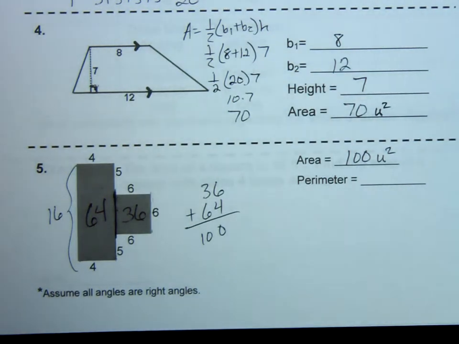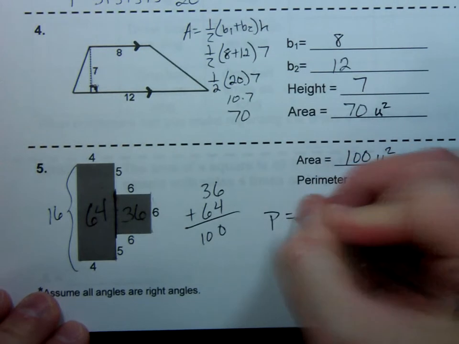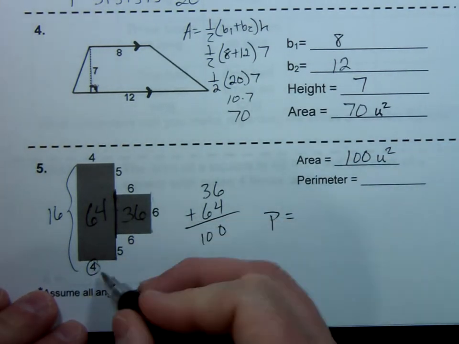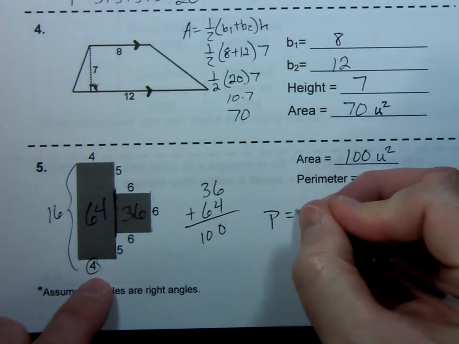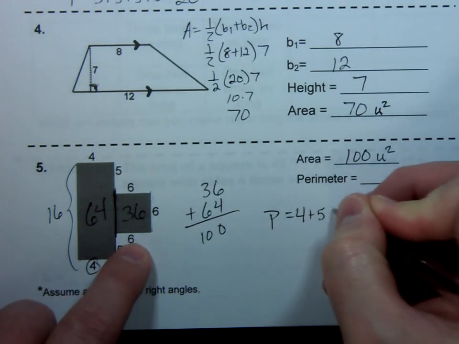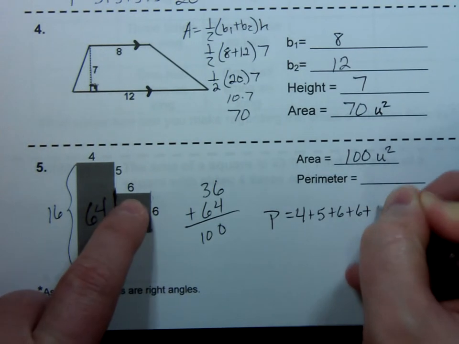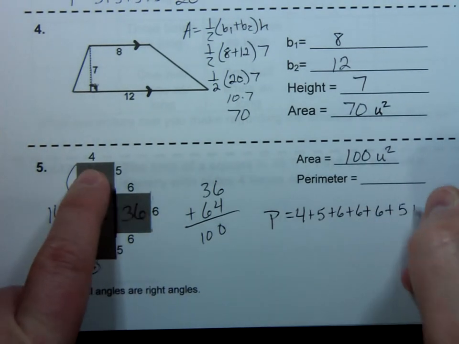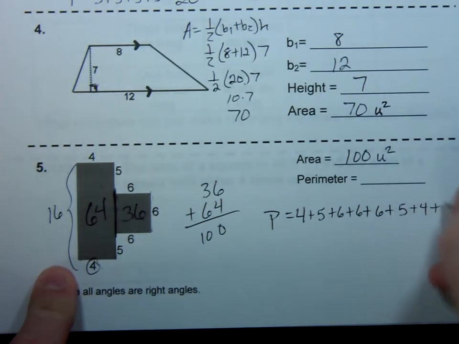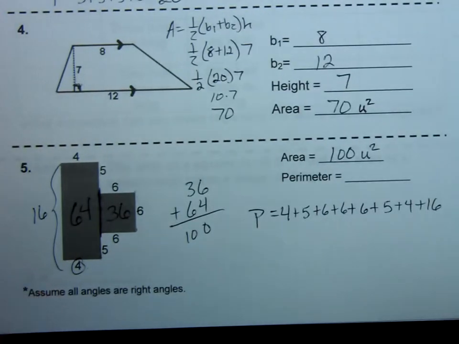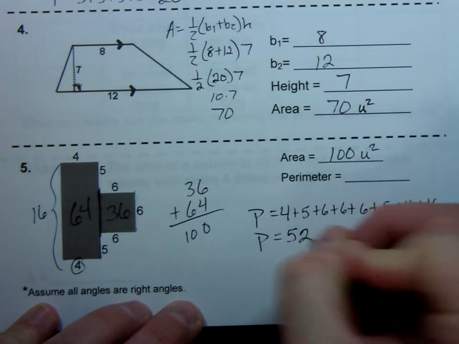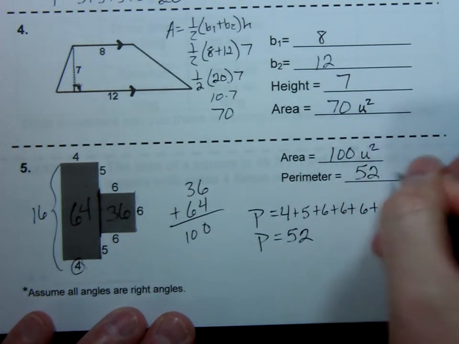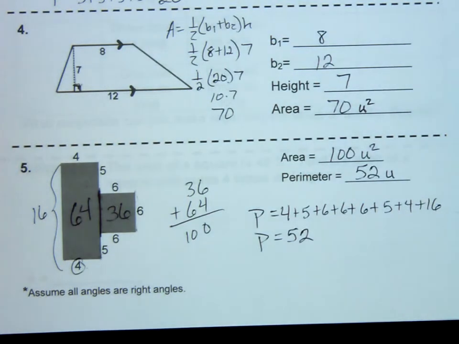Now for perimeter, we need to add up all the sides. So I'm going to start here. So I'm just going to mark that so I remember where I started at. And add up all the sides. 4 plus 5 plus 6 plus 6 plus 6 plus 5 plus 4, and then this side over here was 16. So there's all the sides I need to add together to get that answer. So I'm going to use the calculator for that. 4 plus 5 plus 6 plus 6 plus 6 plus 5 plus 4 plus 16. And when you add all those up, you should get 52. And again, perimeter is one dimension, so it'll just be regular units, 52 units.